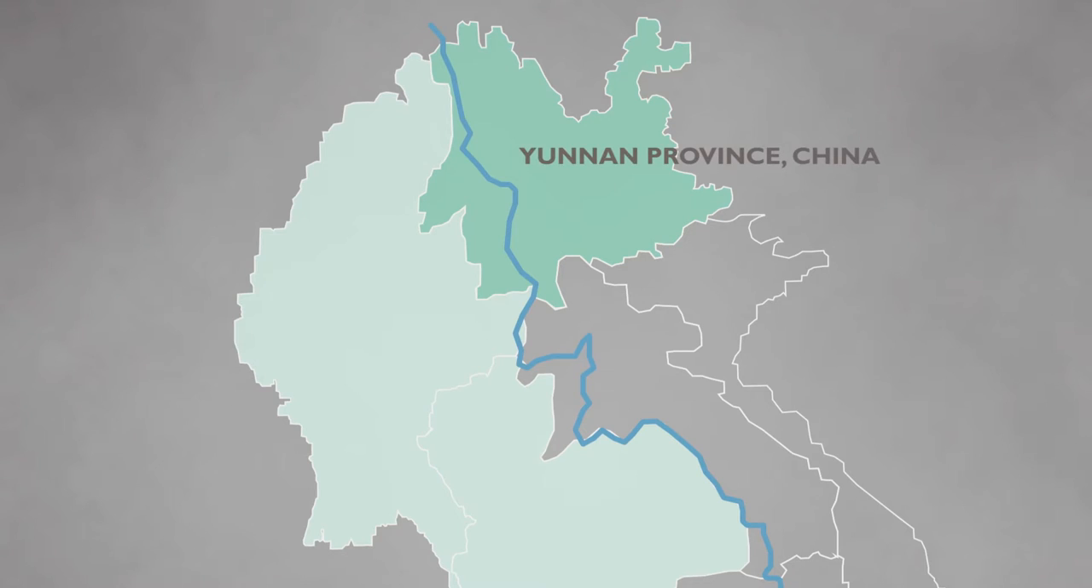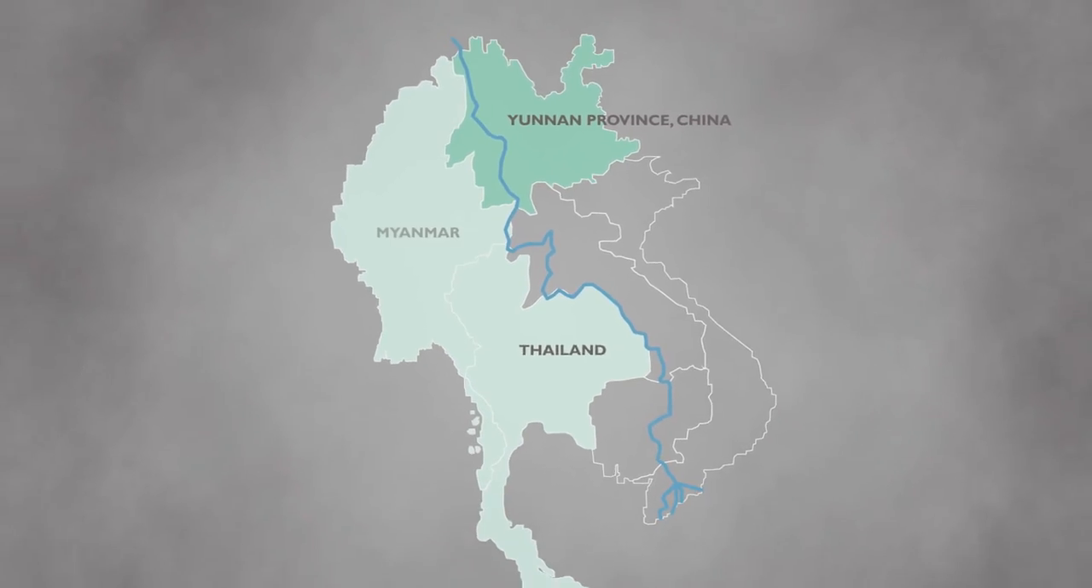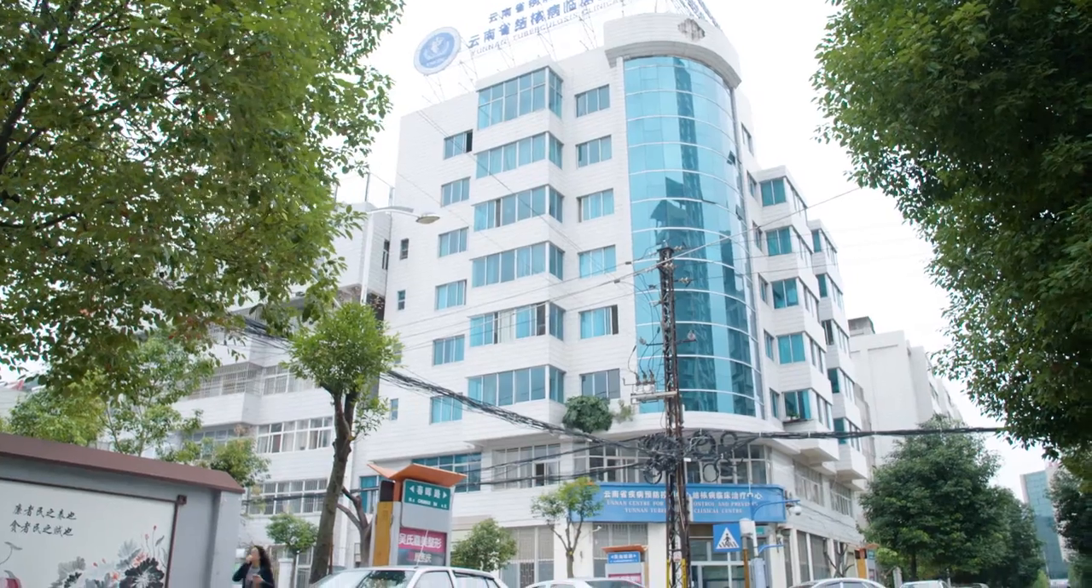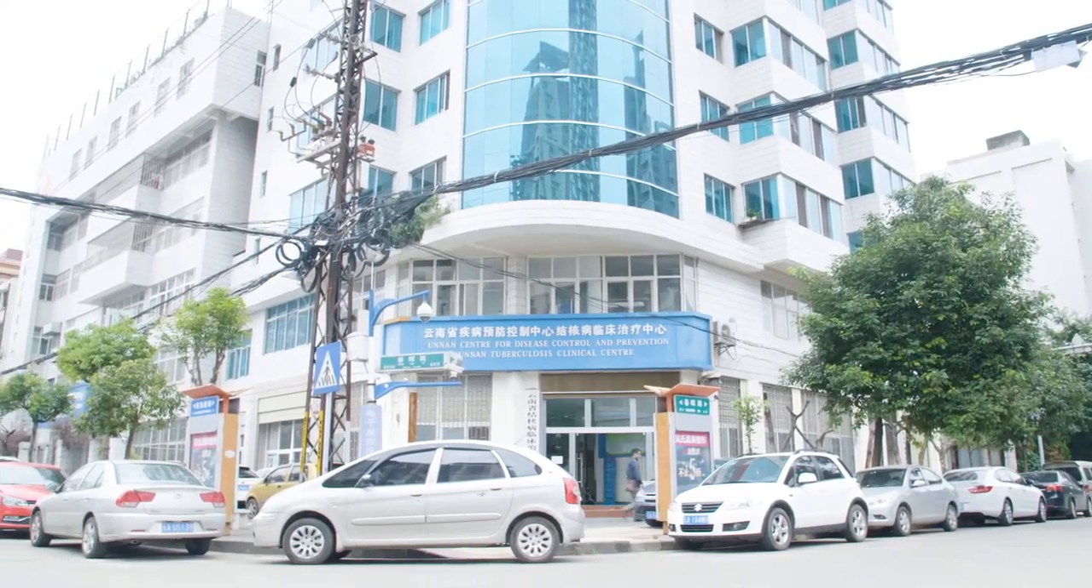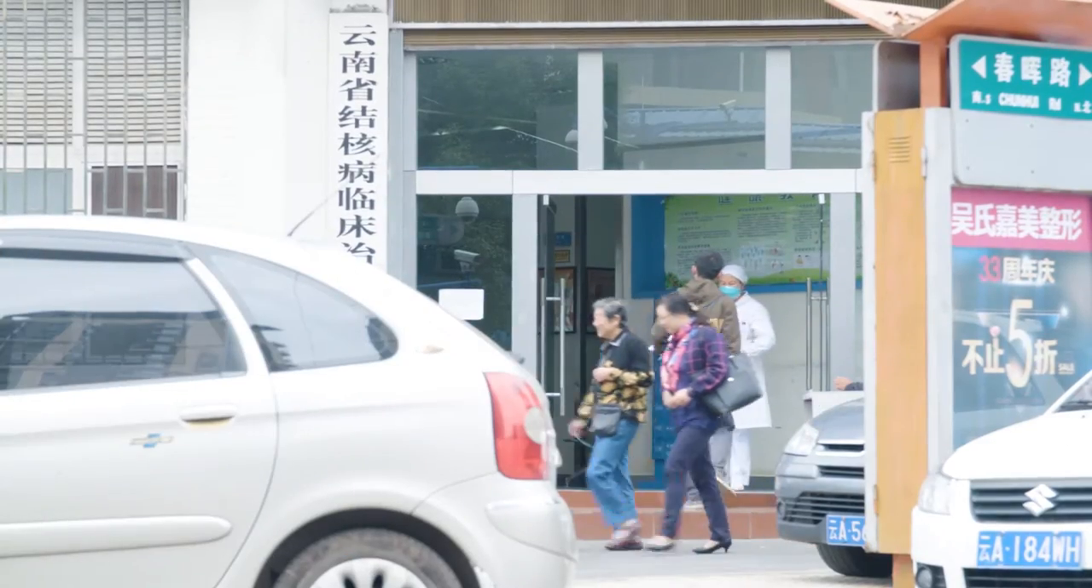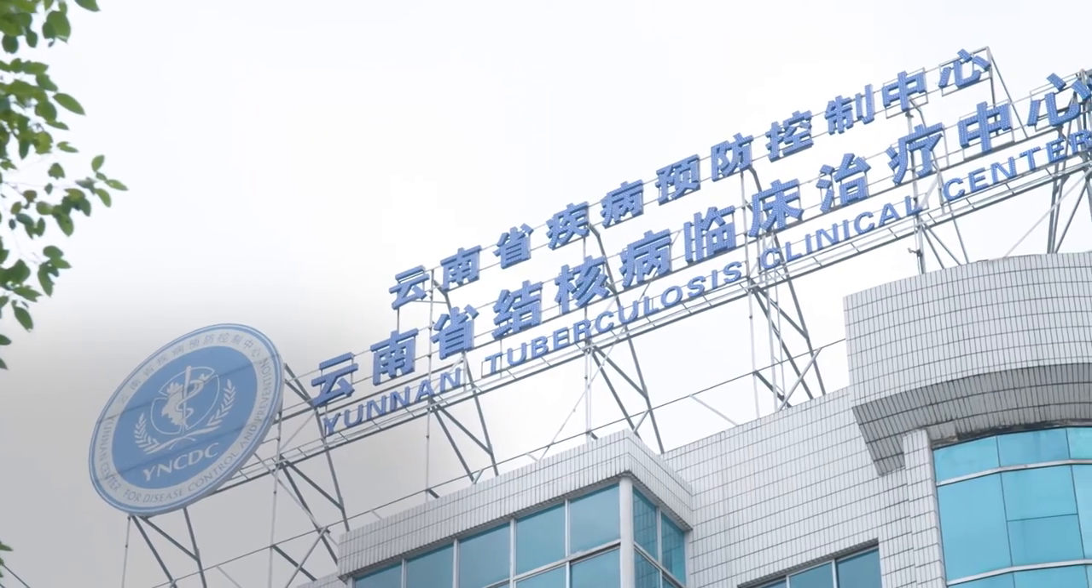The CAP-TB project originally started with a focus on the Greater Mekong subregion. We started in Yunnan province of China, and as well the countries of Thailand and Myanmar. We've had really strong support from the Yunnan provincial government. We've partnered and collaborated very closely with the Yunnan CDC.